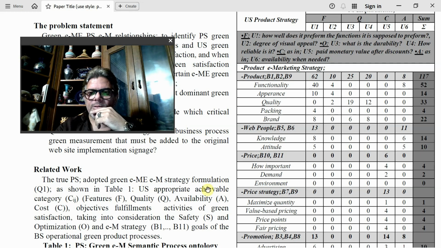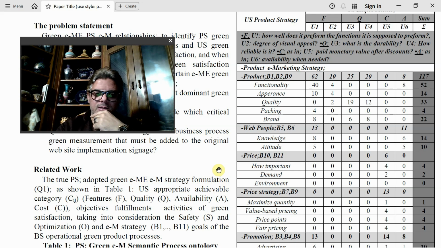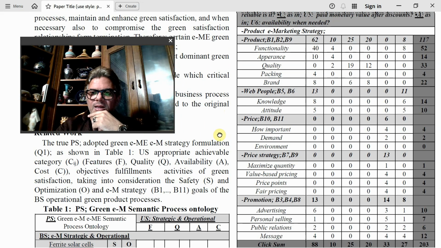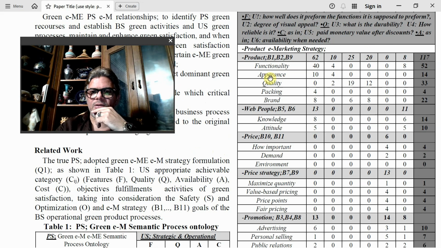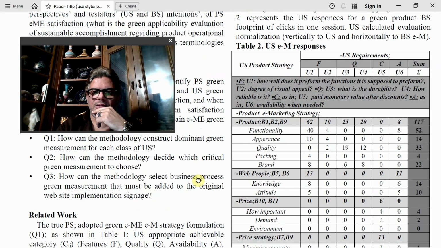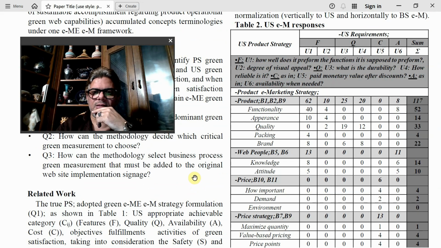Yes, I don't think it needs more. You can see this is a lifetime. The table is a lifetime, and the business product e-marketing strategy is another lifetime.